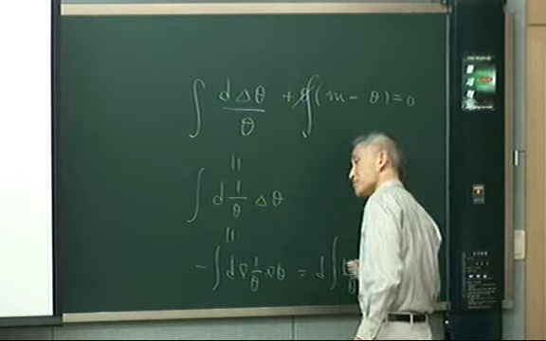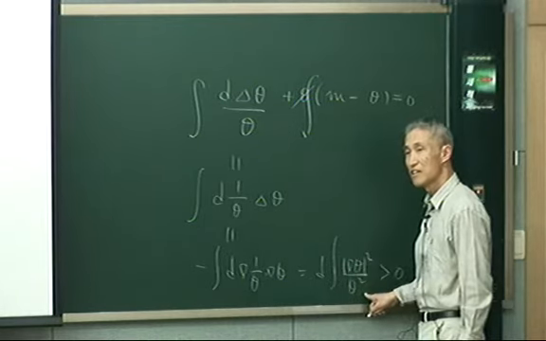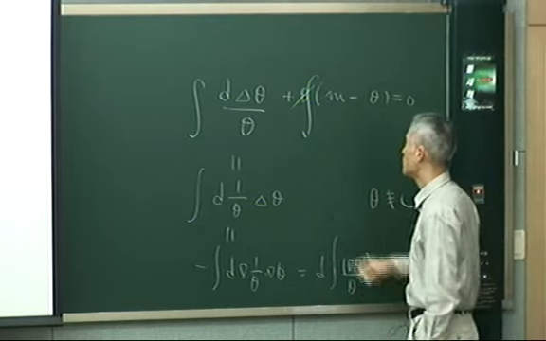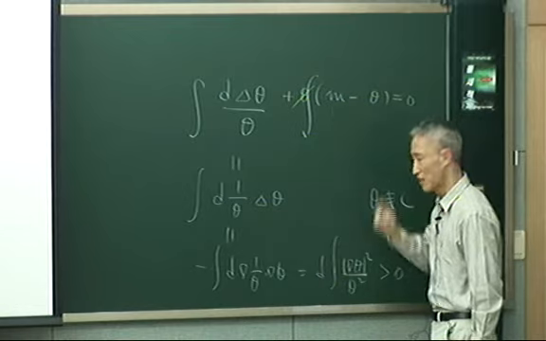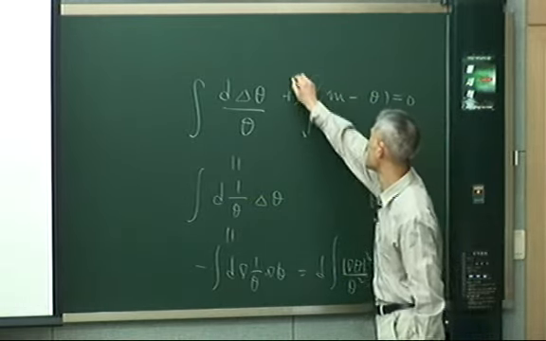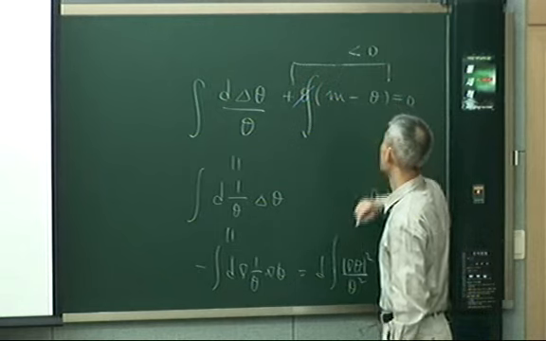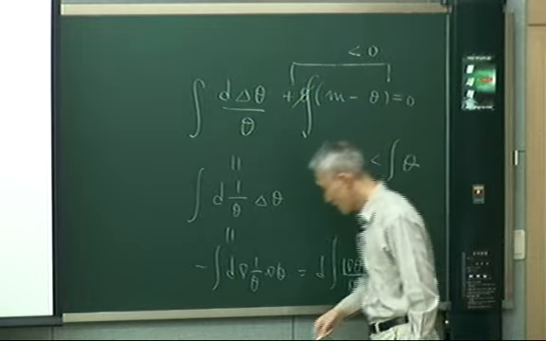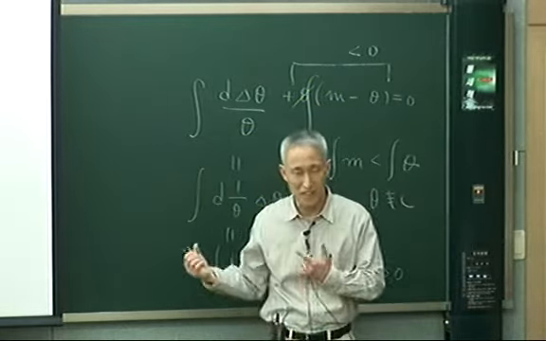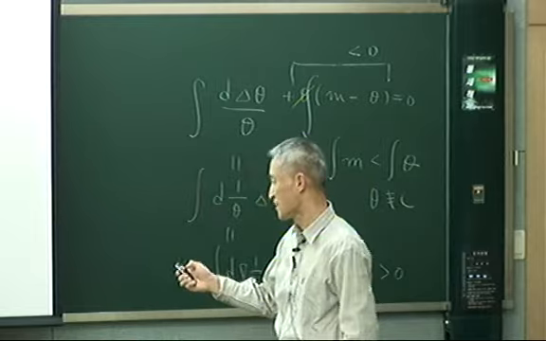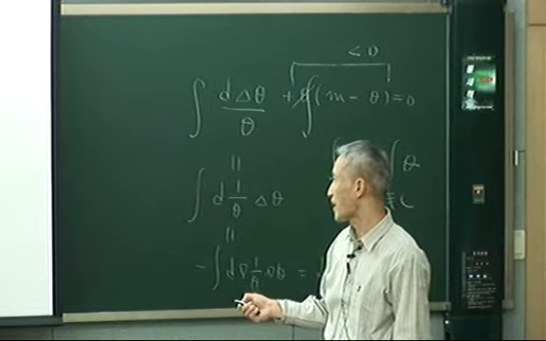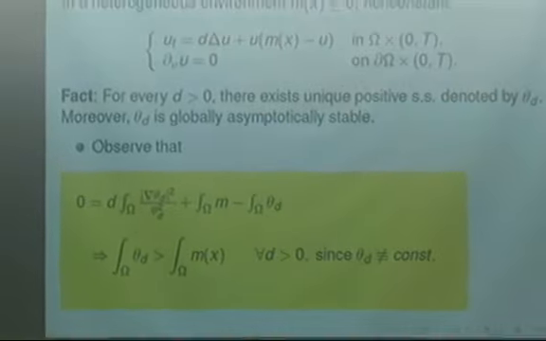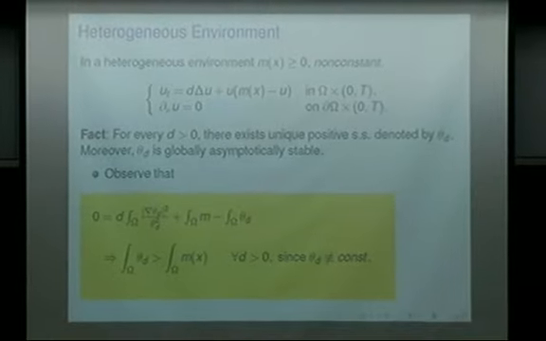That's always positive. The reason is gradient theta is never 0. That is to say, theta is never a constant. Why? Because m is not a constant. Okay, so this is always positive. That means this is always negative. That means we always have integral m is less than integral theta. It's a trivial calculation, but why should I go through that? I just want to make sure you know this is correct. Okay, now let's stop and think about what this formula means.